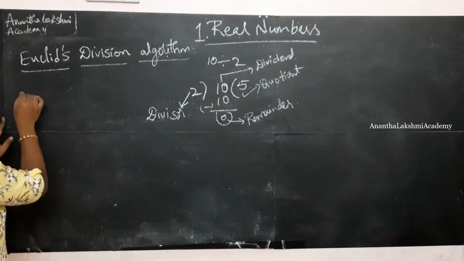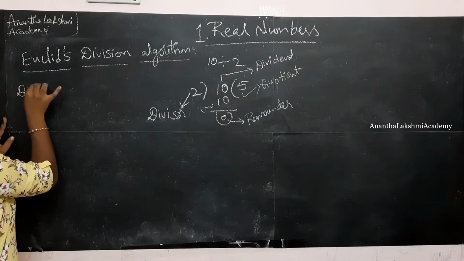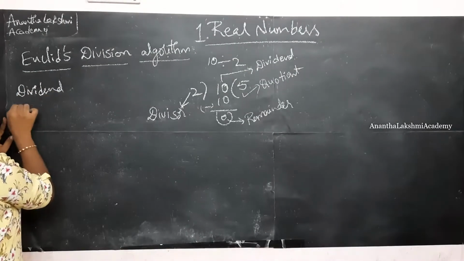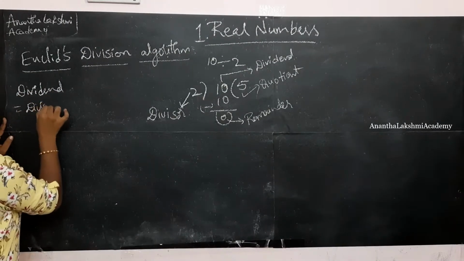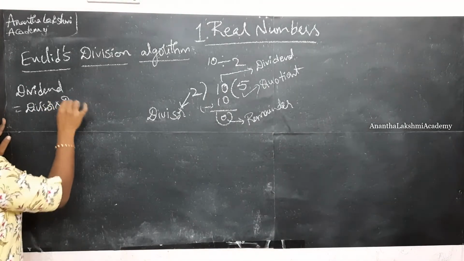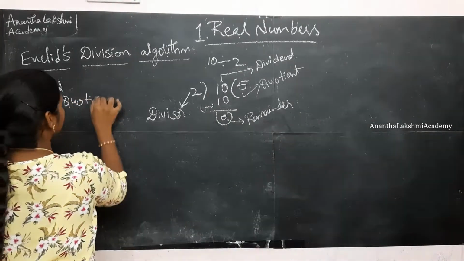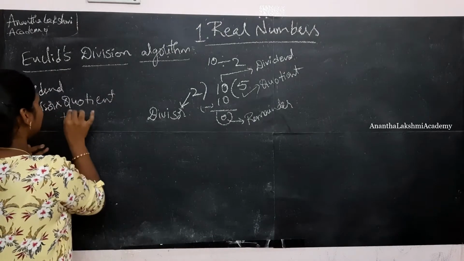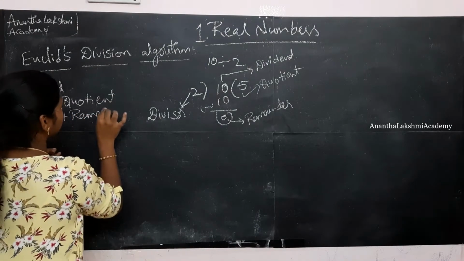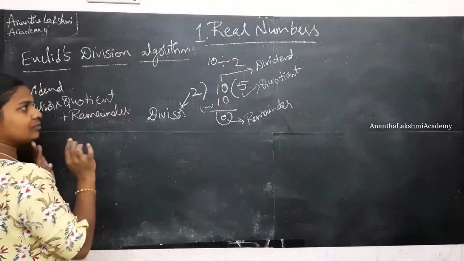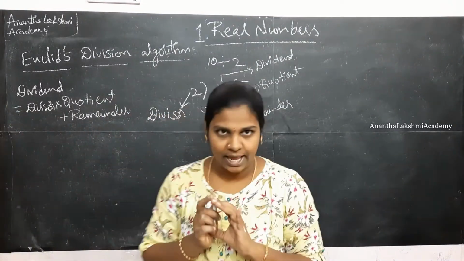Alright, we had a formula: dividend is equal to divisor into quotient plus remainder. This is a formula which we have.